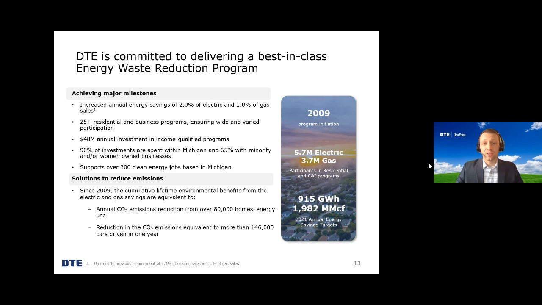DTE has increased the investment in its income qualified programs to $48 million per year, which I'll go into more detail in a few slides. What's more is 90% of every dollar invested in DTE's EWR programs are spent within Michigan, 65% with minority and women-owned businesses. And the last thing I'm going to mention on this slide is that operating these programs since 2009 has led to some big carbon emission reduction, equivalent to the energy use from over 80,000 homes per year, or 146,000 cars driven in a year.